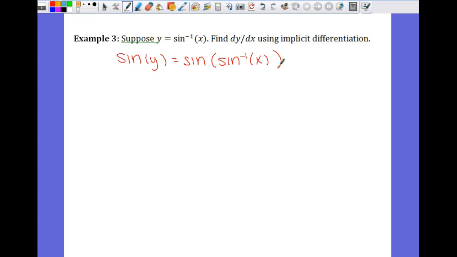So to get rid of the sine inverse, you take the sine of both sides. It's kind of like if you had the 2 and you want to get rid of a 2, you multiply by 1/2 on both sides. So to get rid of an inverse, you multiply by the original of both sides.